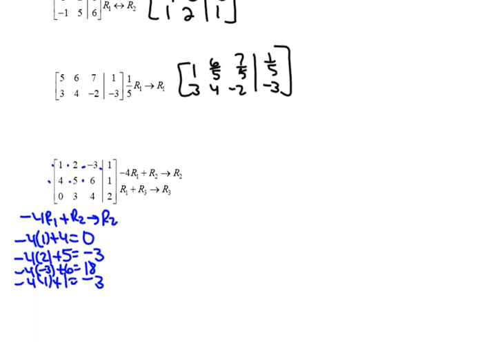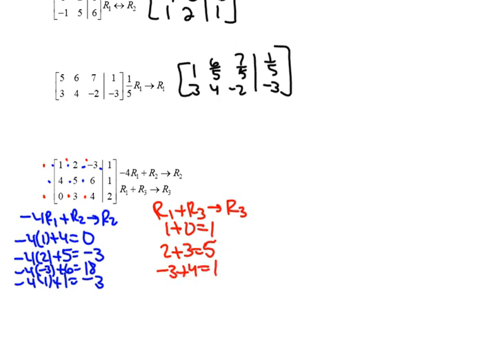So those are now going to be my new elements in row 2. Now, row 3 is a little bit more simple. All I'm going to do is take r1 plus r3, and that's my new row 3. So what? I'm going to take 1 plus 0. I'm going to take 2 plus 3. Negative 3 plus 4. I'll take 1 plus 2. So those are going to be my new elements in row 3.